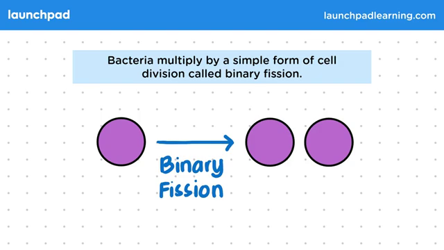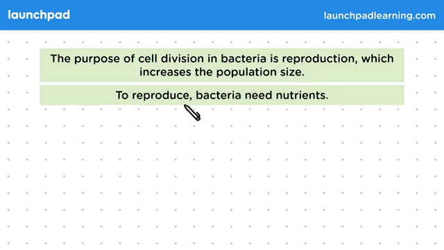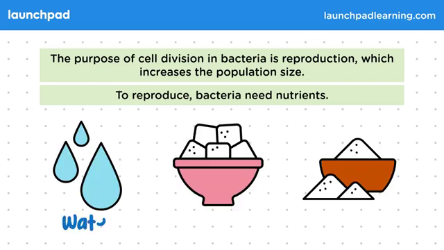What conditions do bacteria need to reproduce? The purpose of cell division in bacteria is reproduction, which increases the population size. To reproduce, bacteria need nutrients. These nutrients are quite familiar to us. They are water, sugars, and salts.